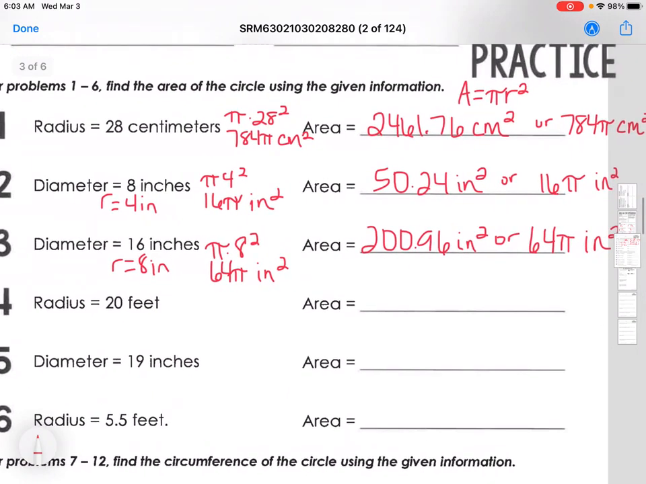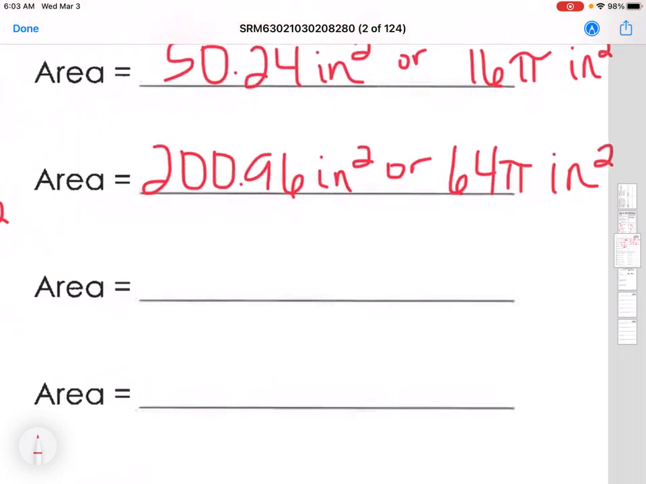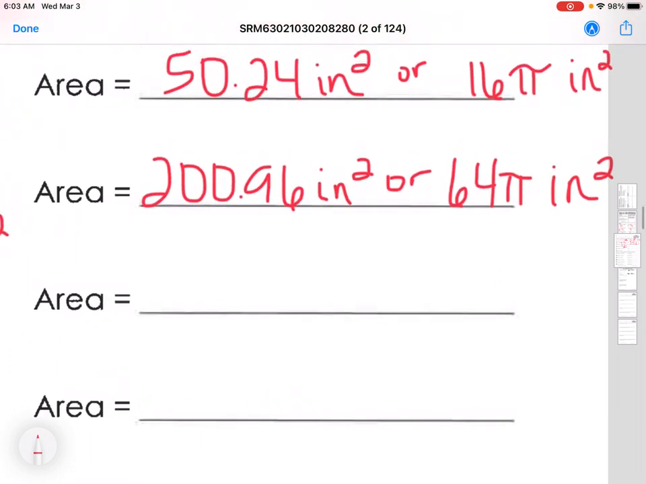Number 4, my radius is 20 feet. So pi times 20 squared, which is 400 square feet, 400 pi square feet. So if you multiply that by 3.14, you get 1,256 square feet.